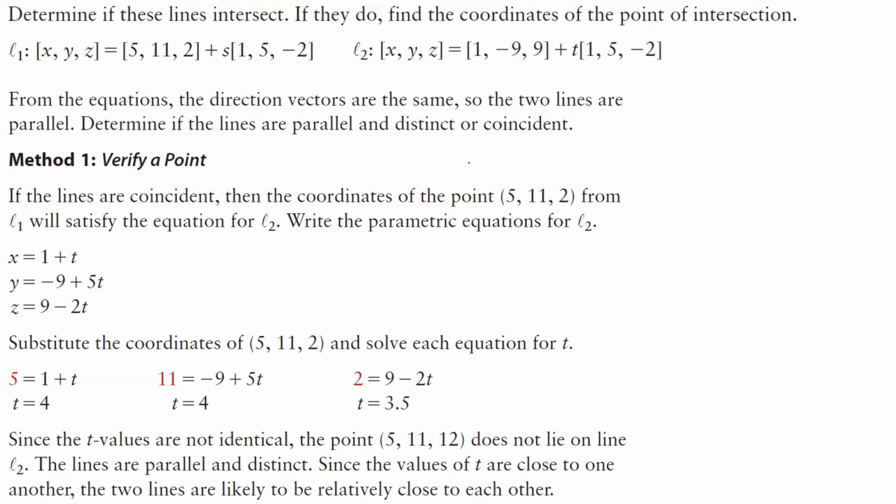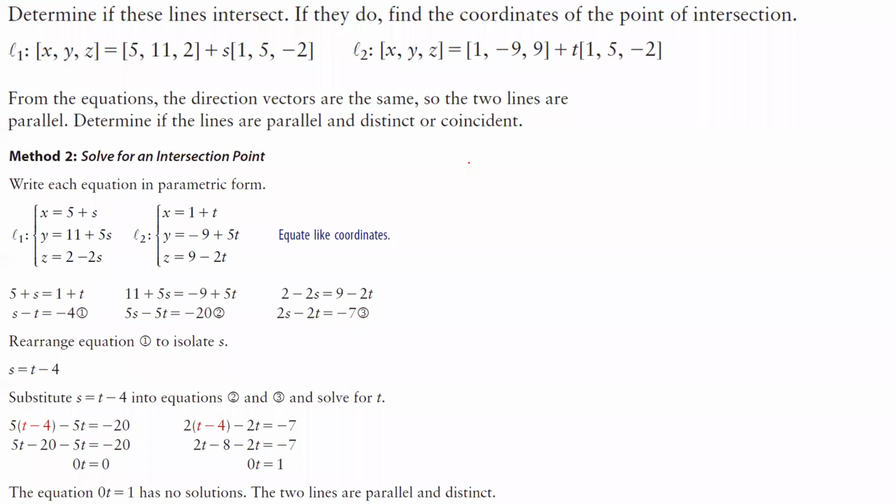Since the values of t are close to one another, we can imagine that the two lines are likely to be relatively close to each other. Okay, any questions? So that's the first method you can use to check the relationship between the two lines. Okay, next, let's have a look at the second method.